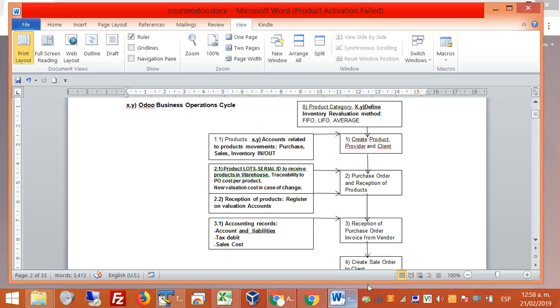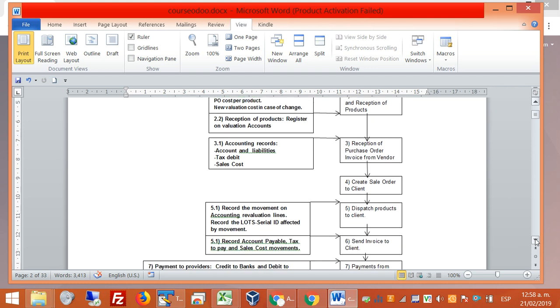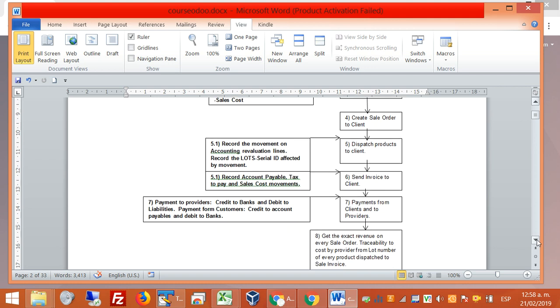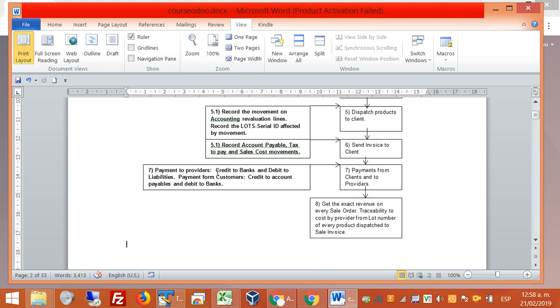These are the topics that we are going to cover: a purchase order and reception of products, the new valuation costs in case of change depending on the revaluation method, the reception of the purchase order invoice from the vendor, the creation of a sale order to the client, the dispatch of the products to the client, the lots and serial IDs affected by the movements, sending the invoice to the client, the payments from clients and providers, and the affectation of cash flow and banks.